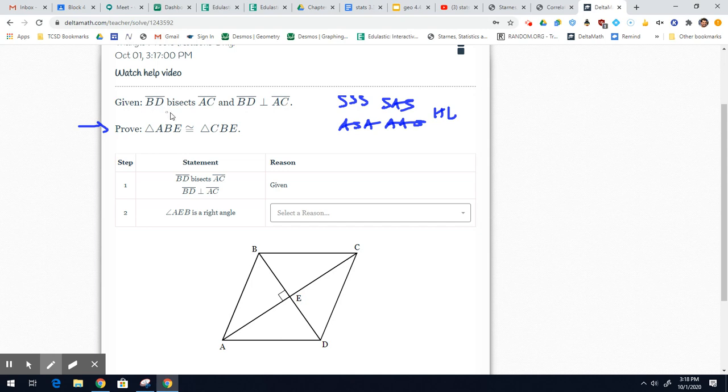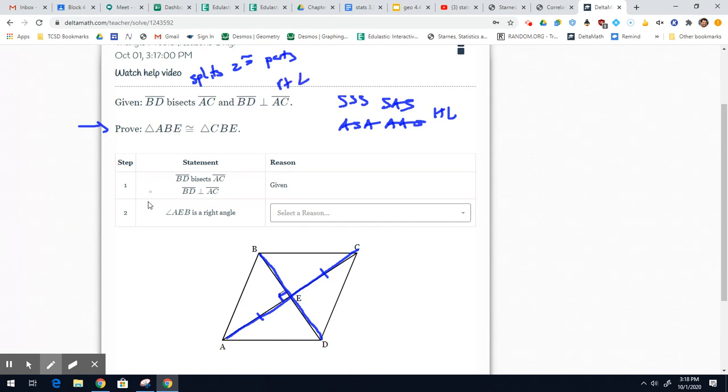So BD bisects segment AC. Bisects means splits into two congruent parts. So AC is going to be split into two congruent parts. Well, here's AC. So E is what's going to split it into those two congruent parts. Next, BD is perpendicular to AC. Perpendicular means right angles. So that's why the right angle box is here.